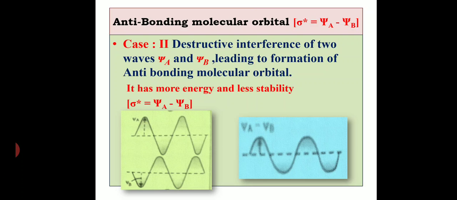So the main difference between bonding and anti-bonding: when two waves match each other, it results in a bonding molecular orbital. When two waves cancel out each other, it results in an anti-bonding molecular orbital.